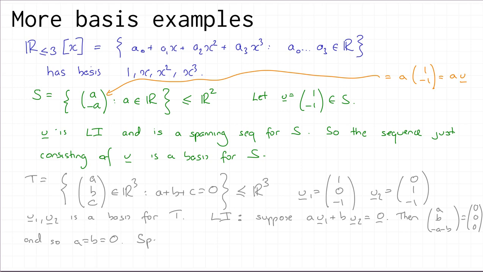So to do spanning, what does a general element of T look like? I've written it as (a, b, c), where a plus b plus c is equal to 0. But that means this variable c is redundant, because c is always equal to minus a minus b. So I could write any element in T as a vector whose entries were a, b, minus a minus b.